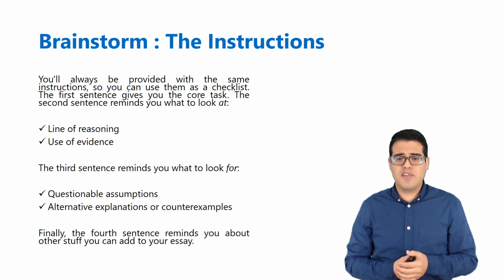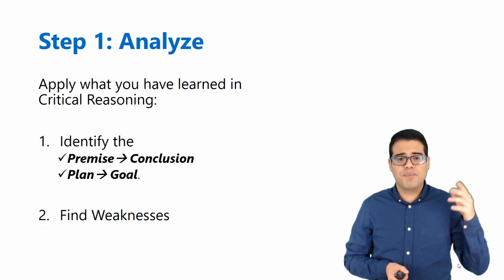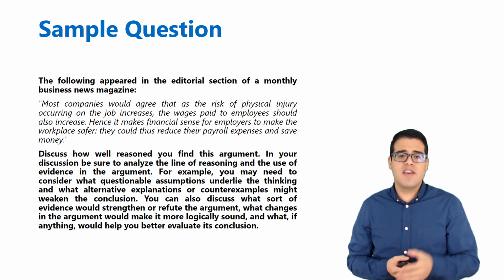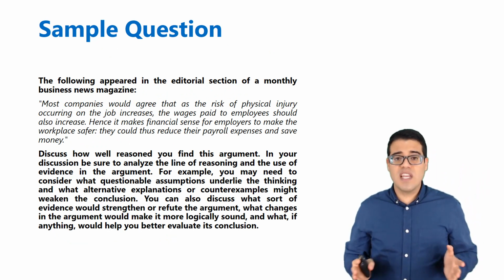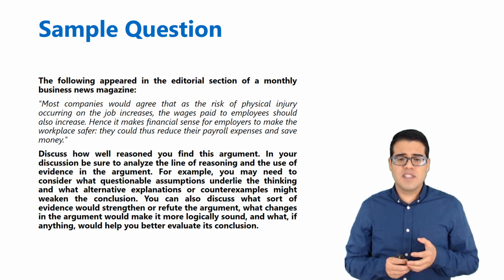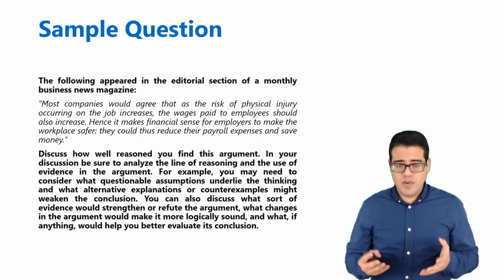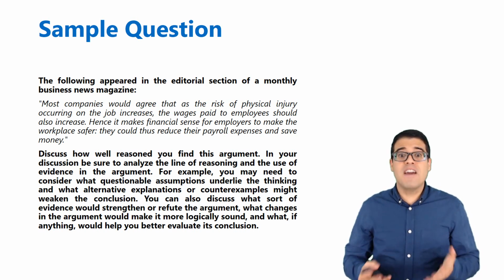Then you can use the instructions. And the instructions, I'm going to go back to them, are written right here. Discuss how well reasoned you find your argument. And the argument is always ill-reasoned. There are always flaws. So, for example, analyze the line of reasoning and the use of evidence. Usually, the author does not provide enough evidence.